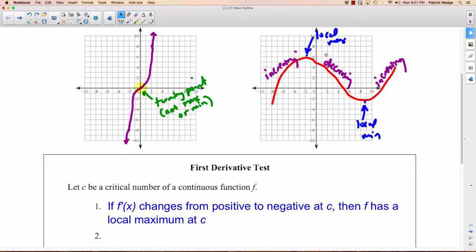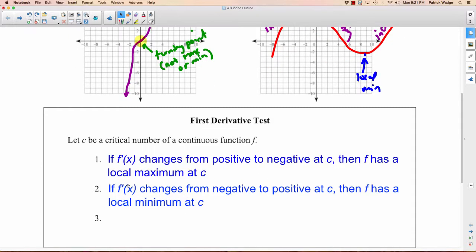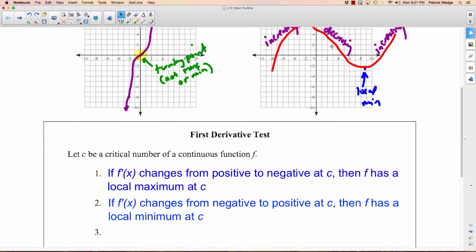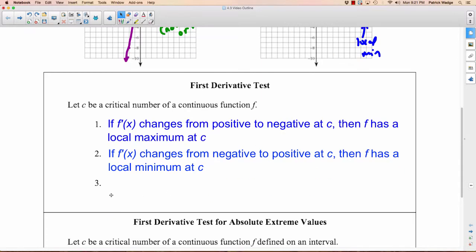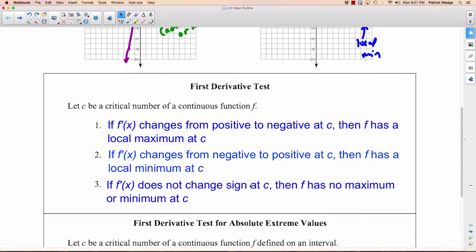That's this case right here. Okay, the second one says, if f of x changes, so the derivative changes from negative to positive at C, well, that'd be this one, negative slope, decreasing, to positive slope, increasing, then there must be a local minimum there. And the last one says, if f prime of x, the derivative, does not change sign at C, then f does not have a maximum and it doesn't have a minimum.